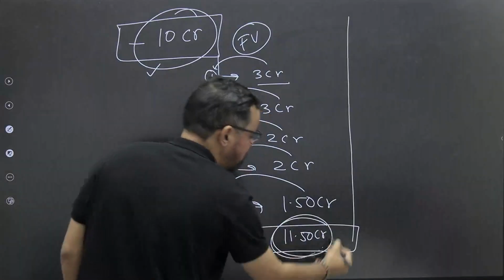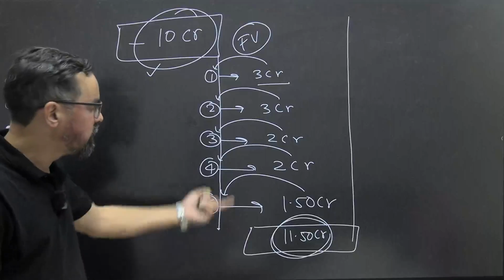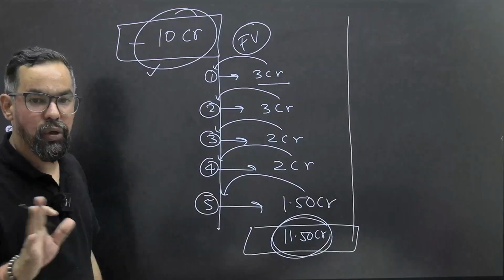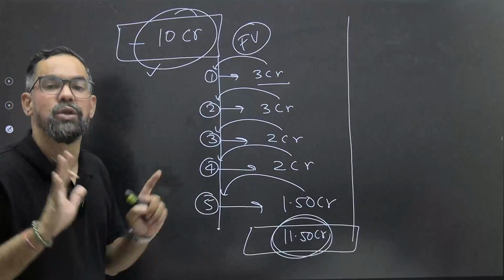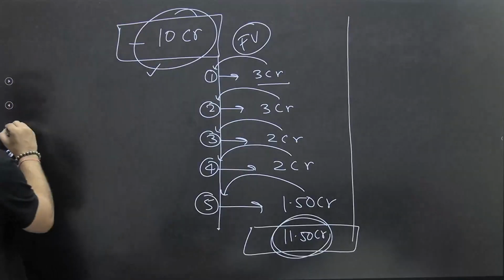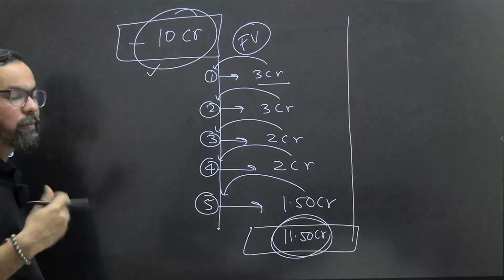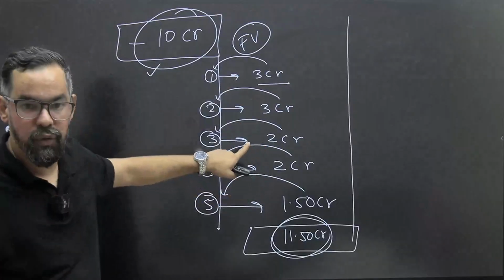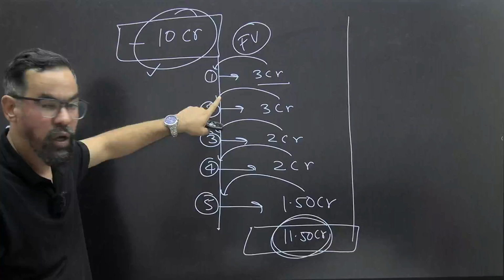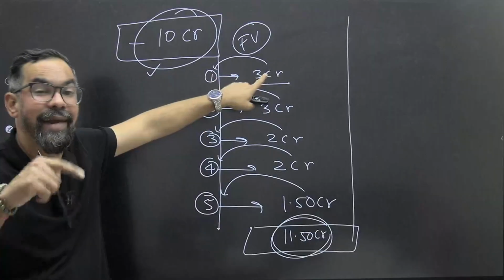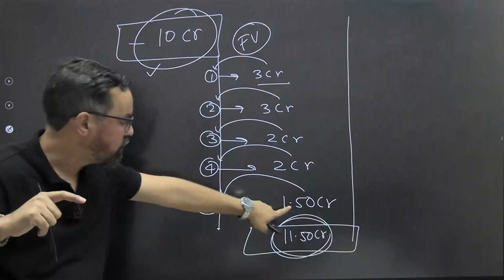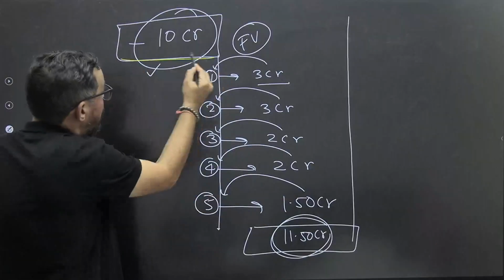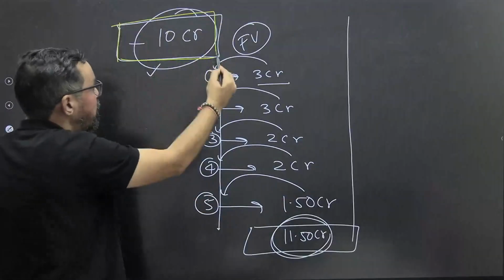So the total of this is 11.50 crores. As a layman, we should go for this project, because we are investing 10 crore rupees and getting 1.50 crore rupees profit from this. But this is not the game. As per the NPV method, we have to discount these future cash flows. These are future cash flows. This 2 crore rupees I'm getting at the end of the third year, this 1.5 crore at the end of the fifth year. But this outflow of 10 crore rupees is today.